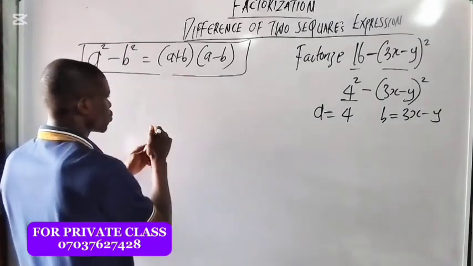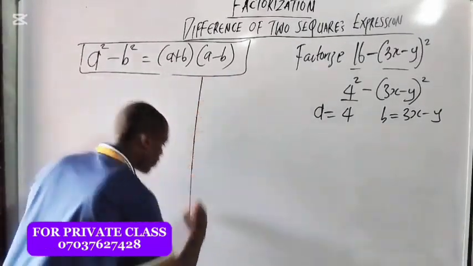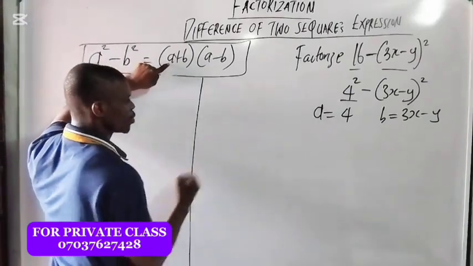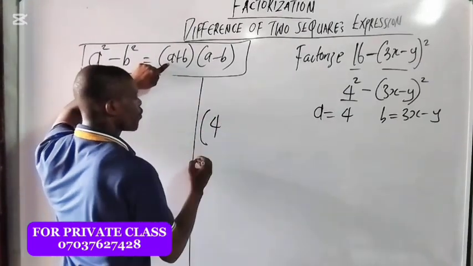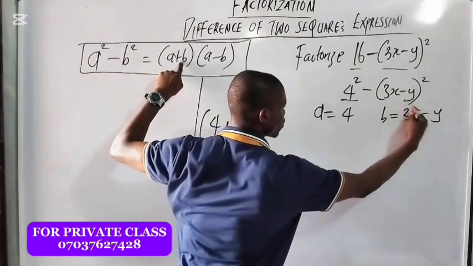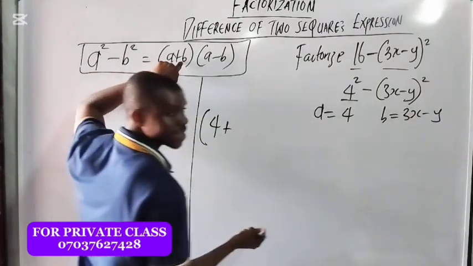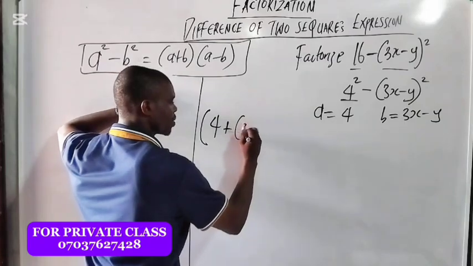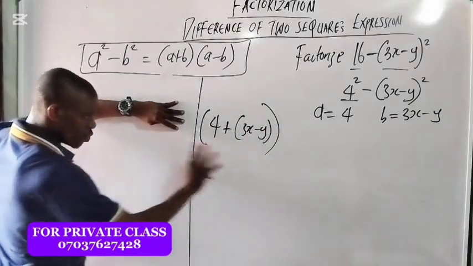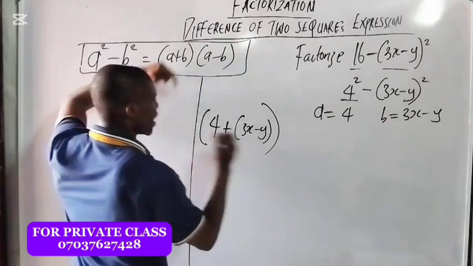Do you understand? So if you want to plug everything in, let me put it here. My a is 4, right? So it's going to be 4 plus my b, which is 3x minus y. So it should be in brackets, right? 3x minus y in brackets. Do you see that now? So which is this guy here.